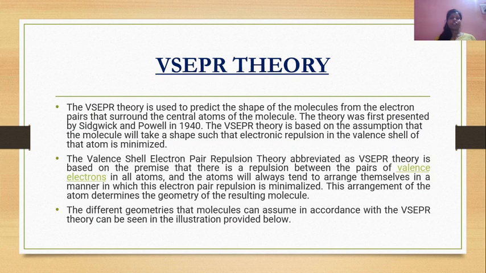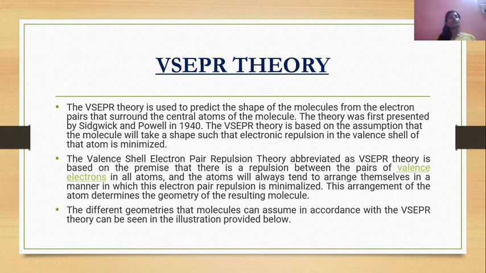The VSEPR theory is used to predict the shape of molecules from the electron pairs that surround the central atom of the molecule. The theory was first presented by Sidgwick and Powell in 1940. The VSEPR theory is based on the assumption that molecules will take the shape such that electronic repulsion in the valence shell of the atom is minimized.